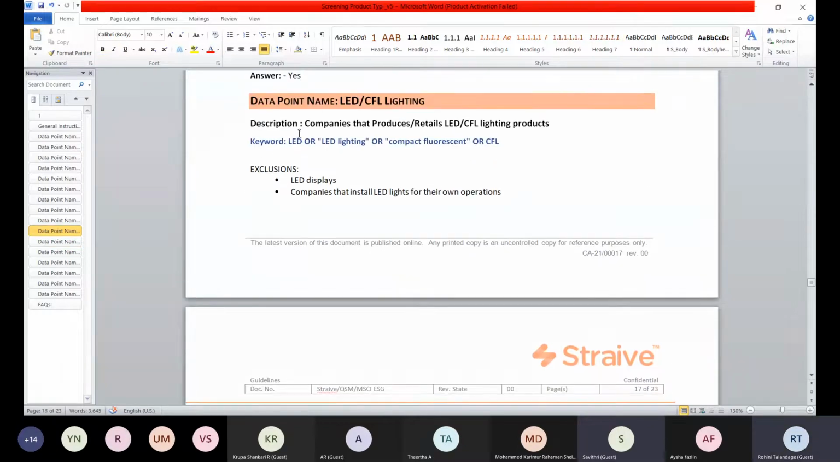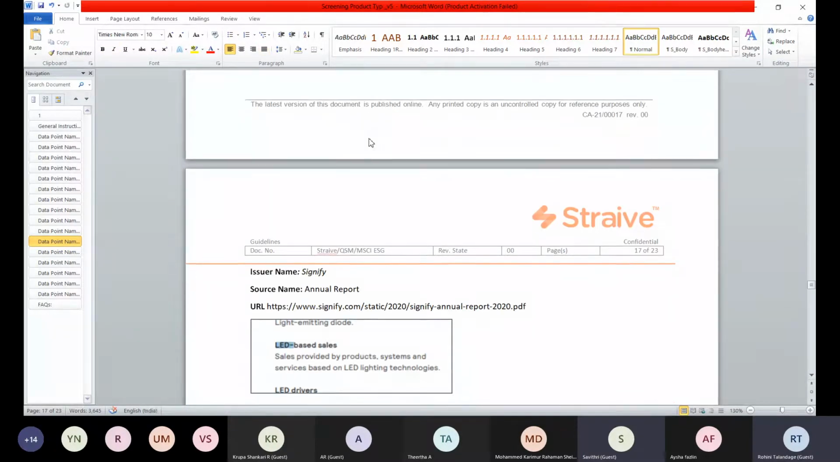As you have seen all these keywords, you can use all these keywords for this data point. If you are getting any result from all these keywords, you need to check whether they are saying that they are producing or selling the LED lights, or they are using it for their own purpose, for personal use. In that case, by seeing that, you have to take the decision whether we can mark it as yes or not.